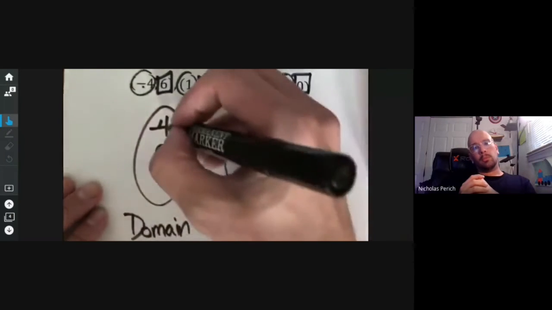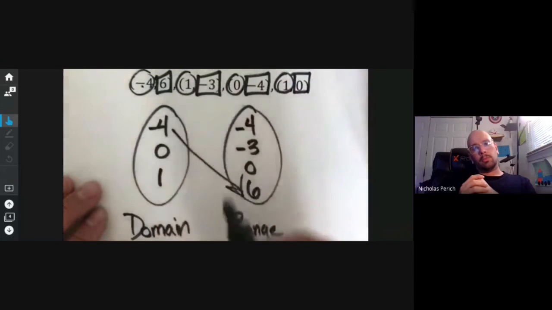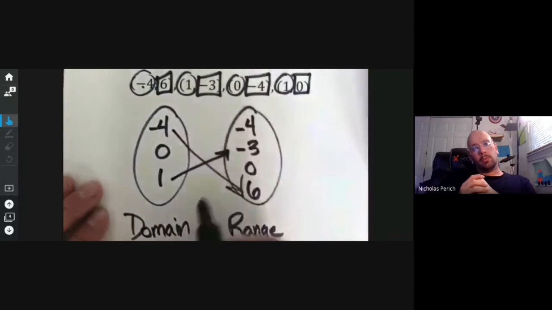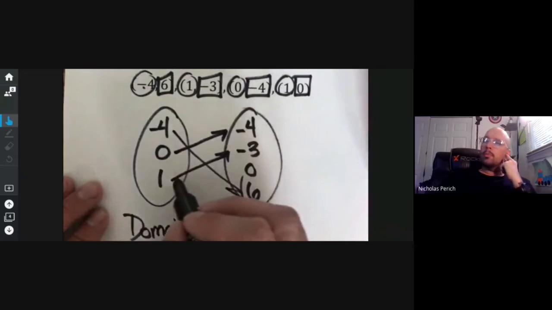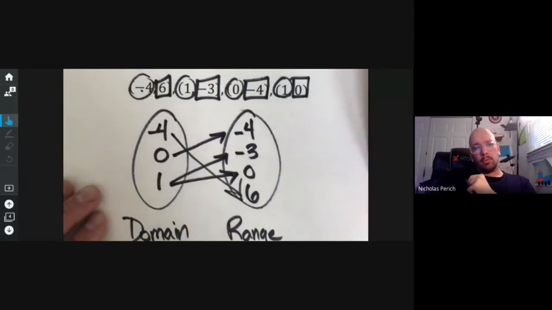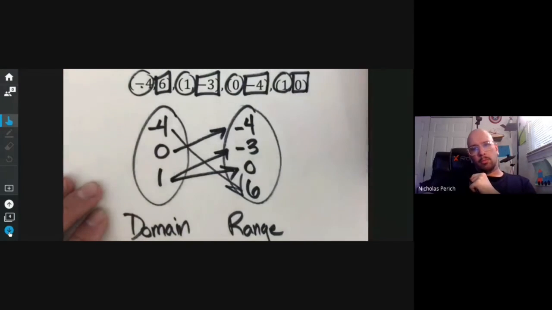-4 goes to 6, so draw an arrow. 1 goes to -3, 0 goes to -4, and 1 also goes to 0. And that's my mapping diagram.